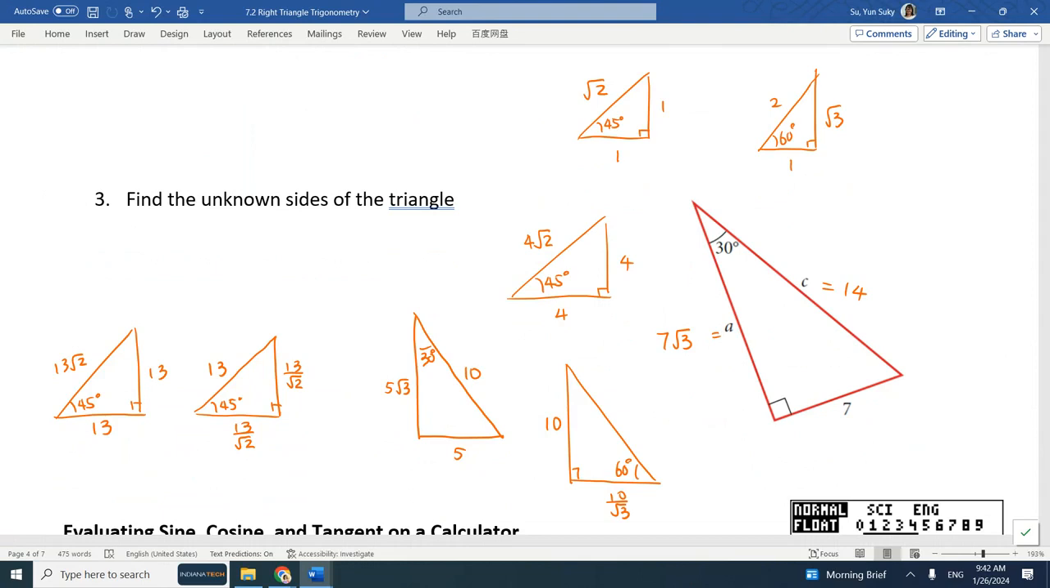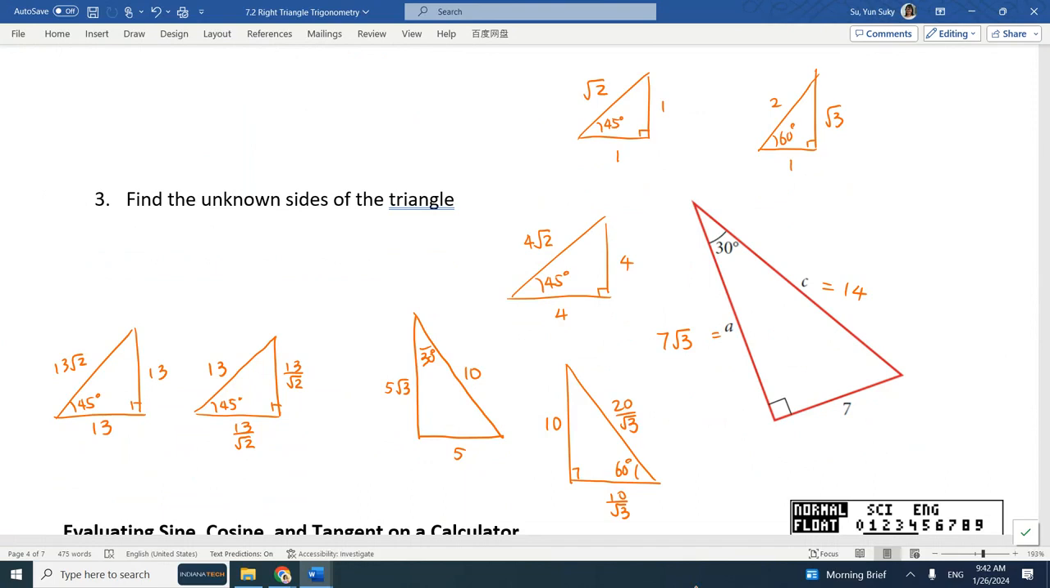And how about this? Yes, it's 2 times the shortest side. So 20 over square root of 3. Okay, everybody? So, this trick, you can actually extend the trick.